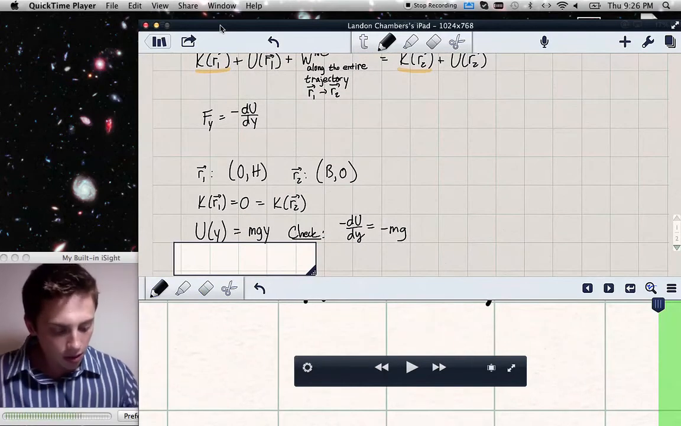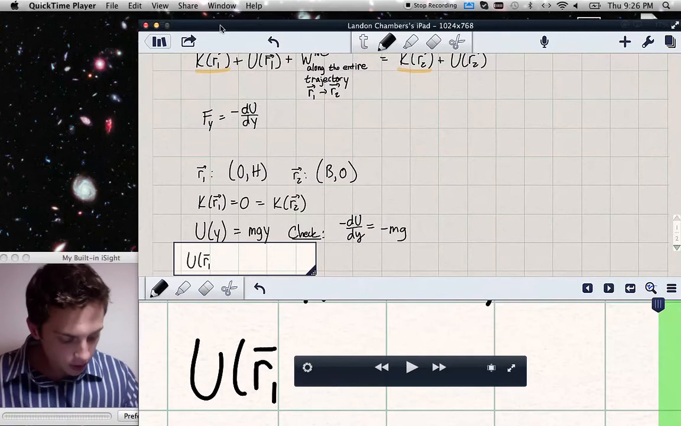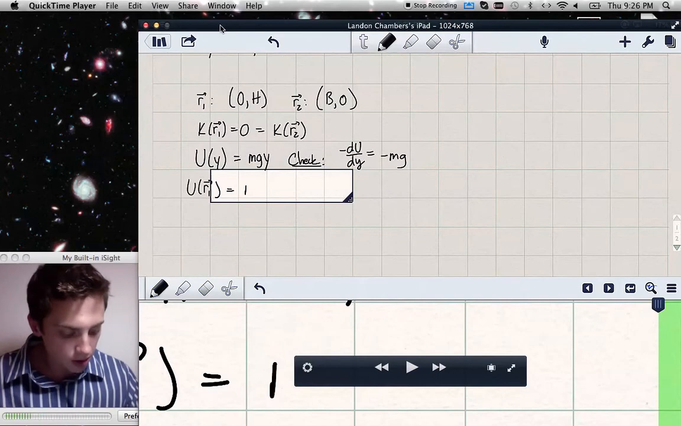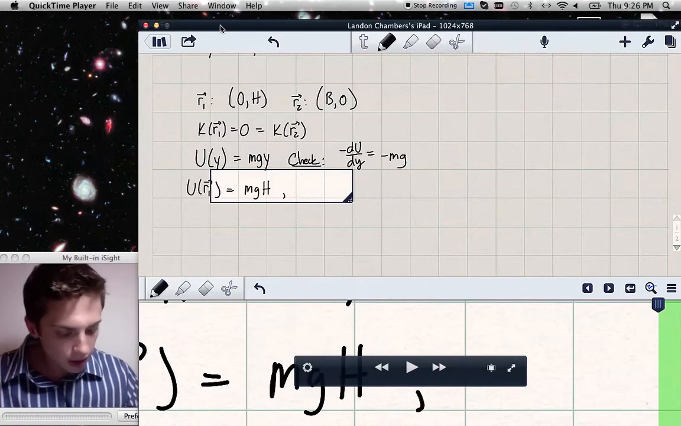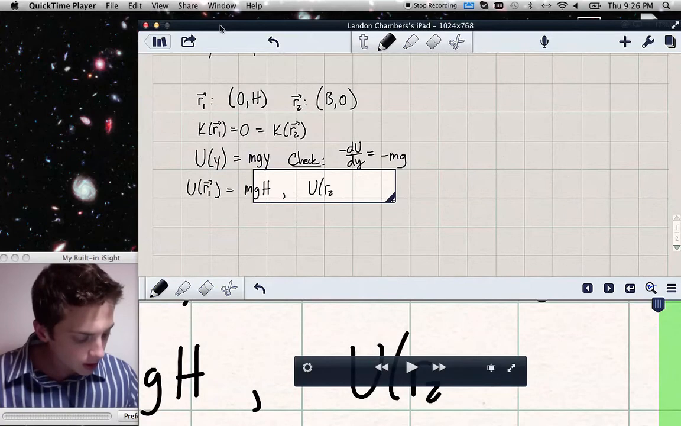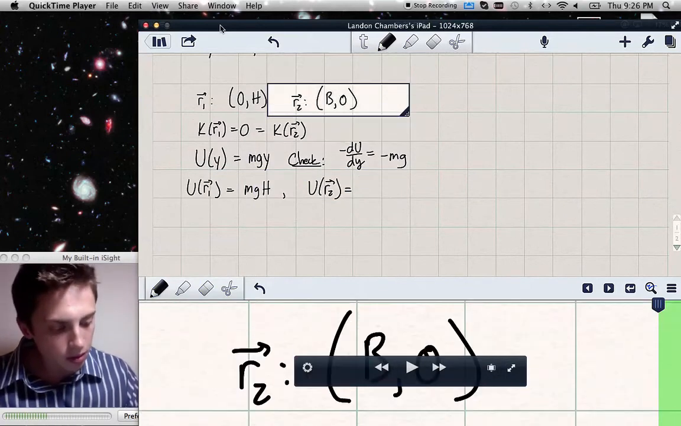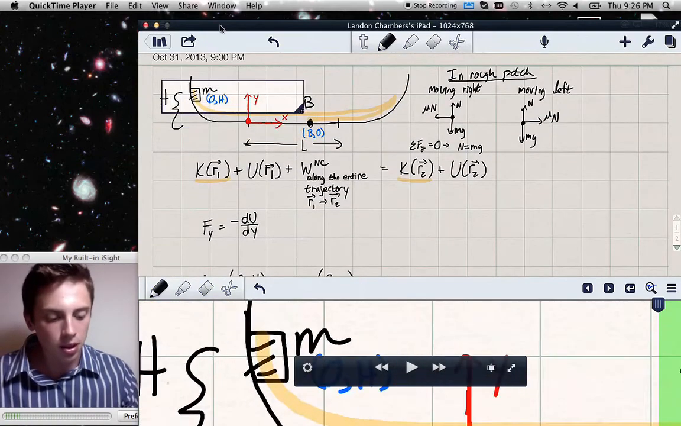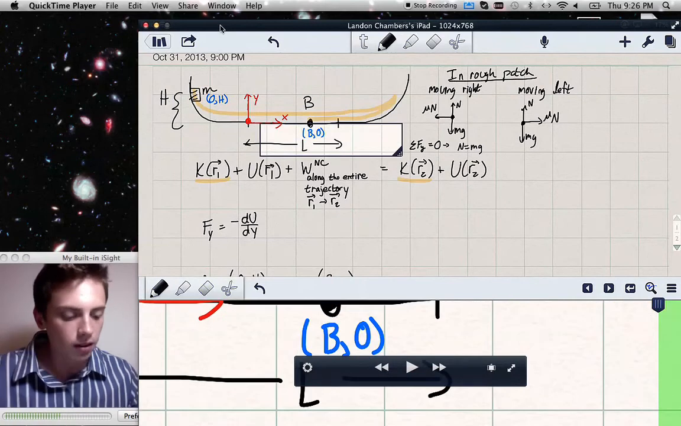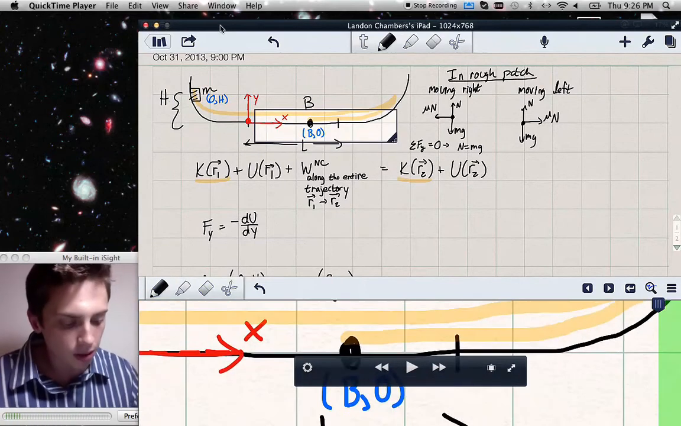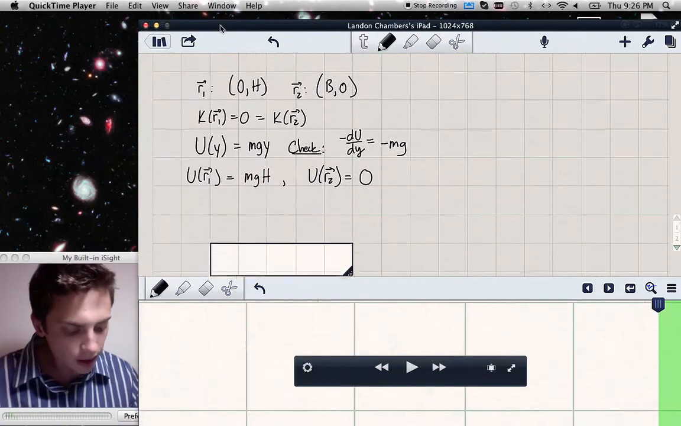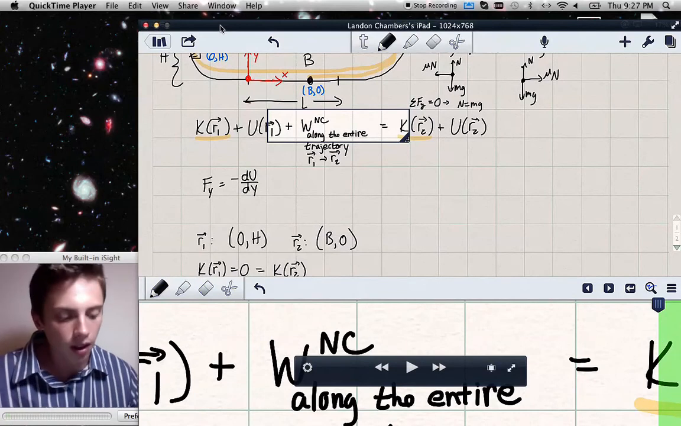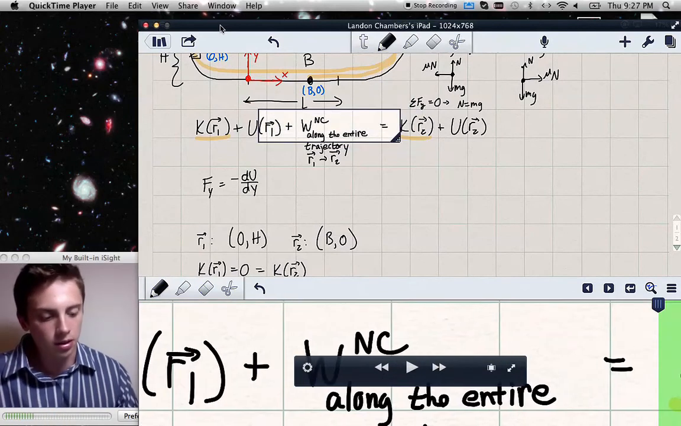So, U at R1, which is U at 0, h, we take mg times the y coordinate, so mgh. U at R2 is mg times the y coordinate at R2. Well, the y coordinate is 0, so it should be 0. So we have a gravitational potential energy of mgh here, and a gravitational potential energy of mg times 0 at the bottom at point B. Now we have all the terms except for the work done by non-conservative forces along the entire trajectory from R1 to R2.